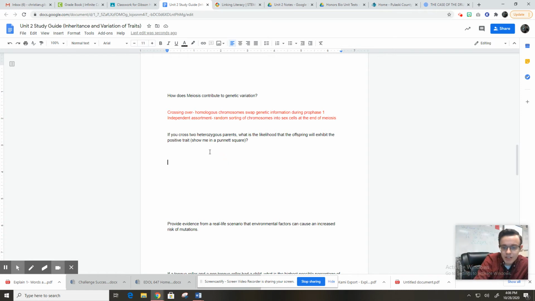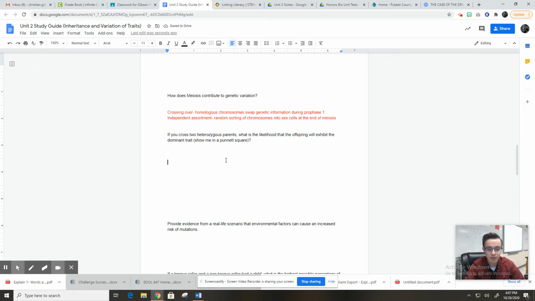If you cross two heterozygous parents, what's the likelihood the offspring will exhibit the positive trait? It says show me in a Punnett square. You don't have to if you can do it in your head. So two heterozygous parents, the likelihood the offspring would exhibit, and it shouldn't say positive either. Glad I caught that. It should say dominant. Remember that from last year now.